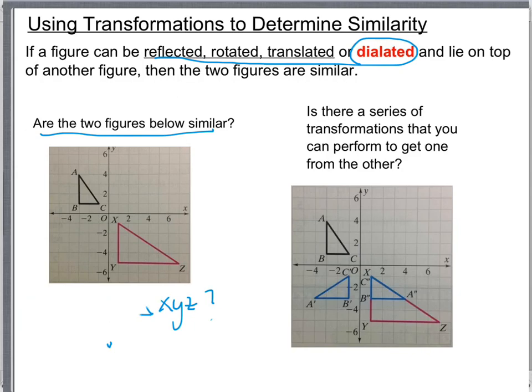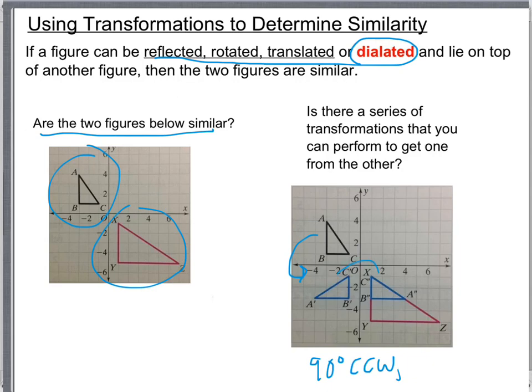So this picture right here is from the textbook. So if you ask, are these two things similar? Well, the first thing that they did was they rotated ABC. In the next series, they rotated ABC. Looks like they rotated 90 degrees counterclockwise, followed by a reflection over the y-axis. And then it looks like a dilation.